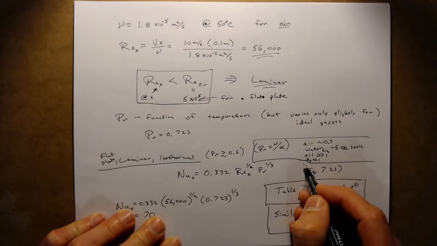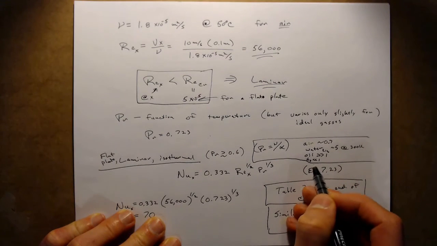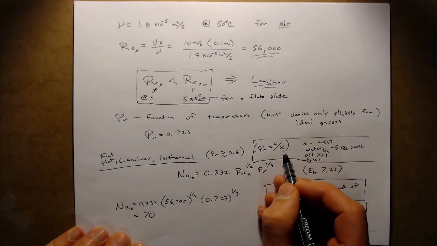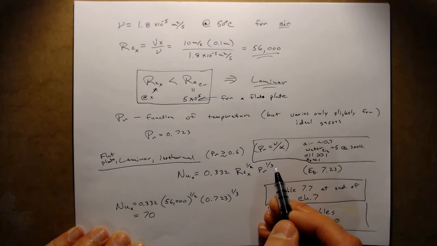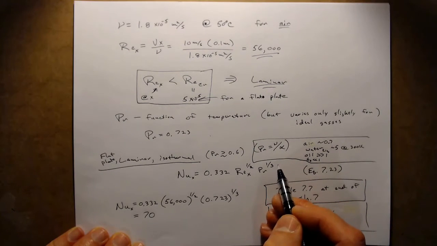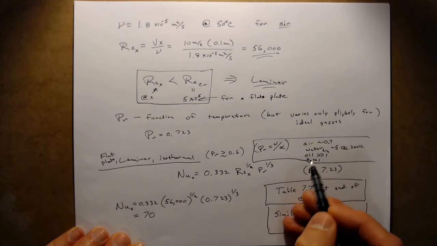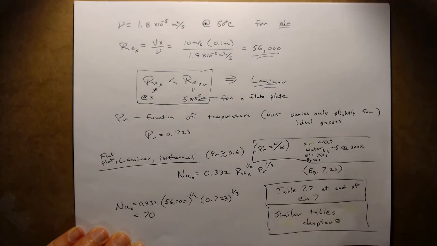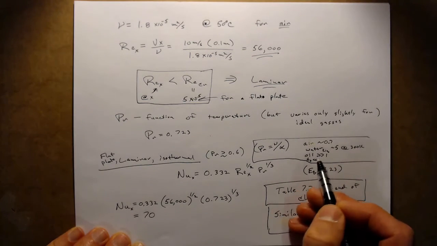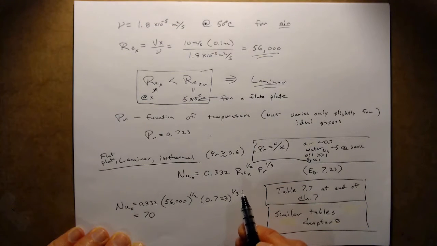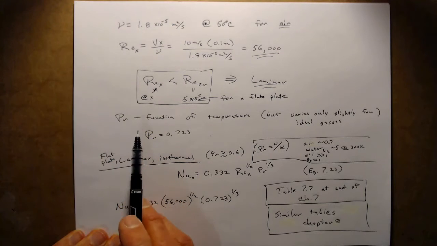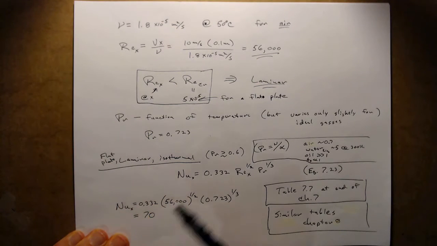On the other hand, for liquid metals, Prandtl number is much, much less than 1. Liquid metals have a very high thermal diffusivity, good thermal conductivity, but they don't have a viscosity that's that much different than water. So the Prandtl number that results is much, much less than 1. Okay, so we've now got everything that we need to evaluate that function.